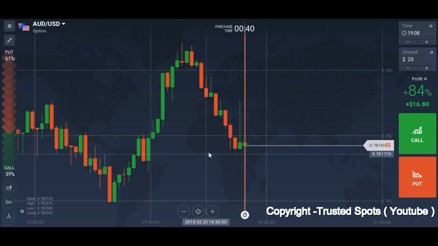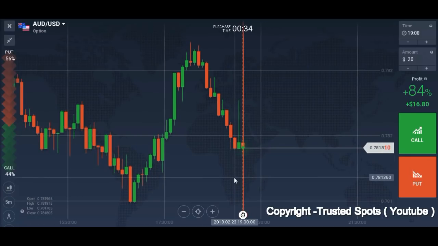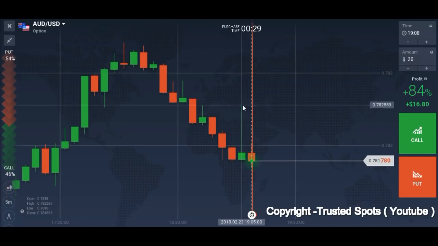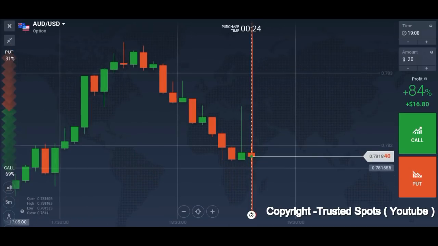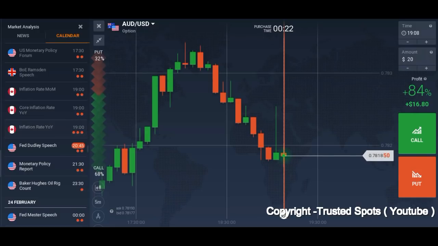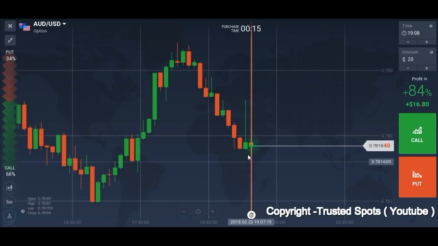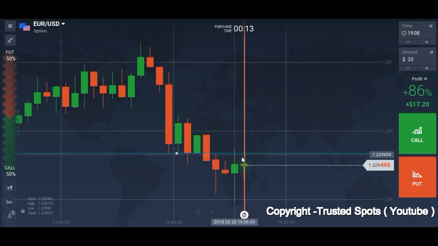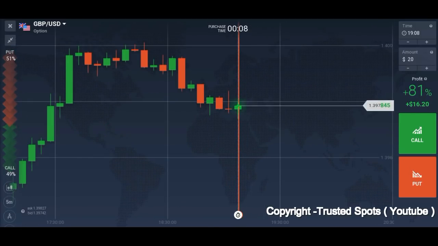But here, let me see, there must be a news release, that's why this wick is very long, and same in that case as well. Let me check if there was news. Yes, there was news just 8 minutes before, and that's why there are candlesticks with long wicks. So no problem, we will try to find trades.